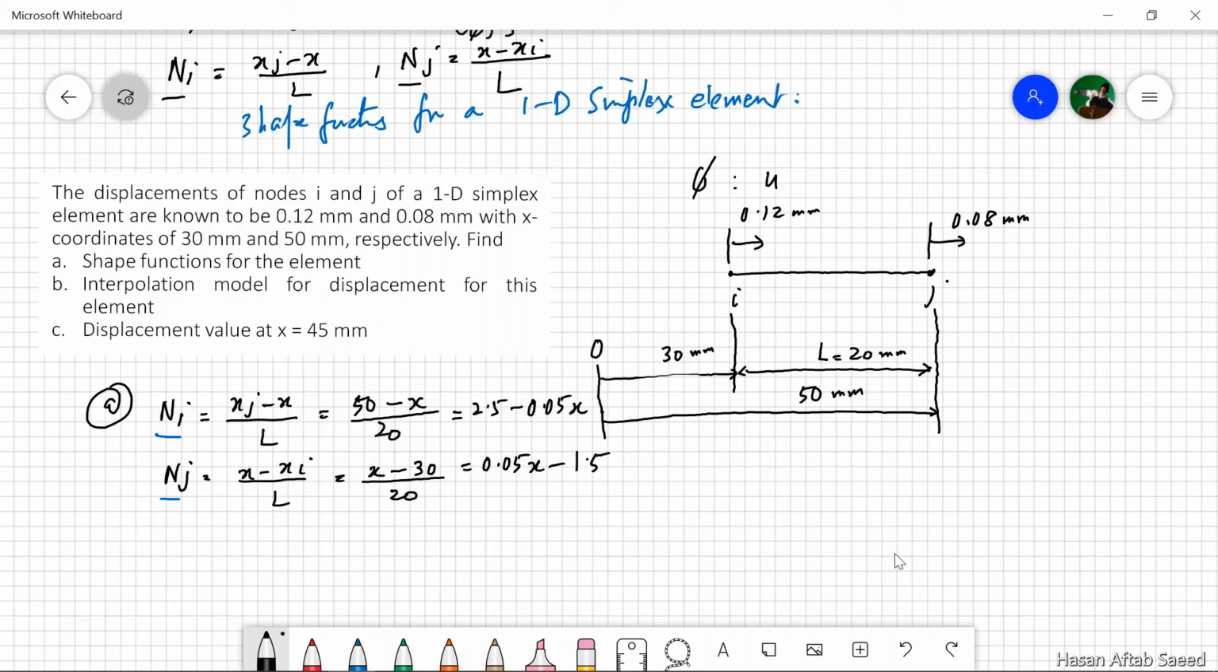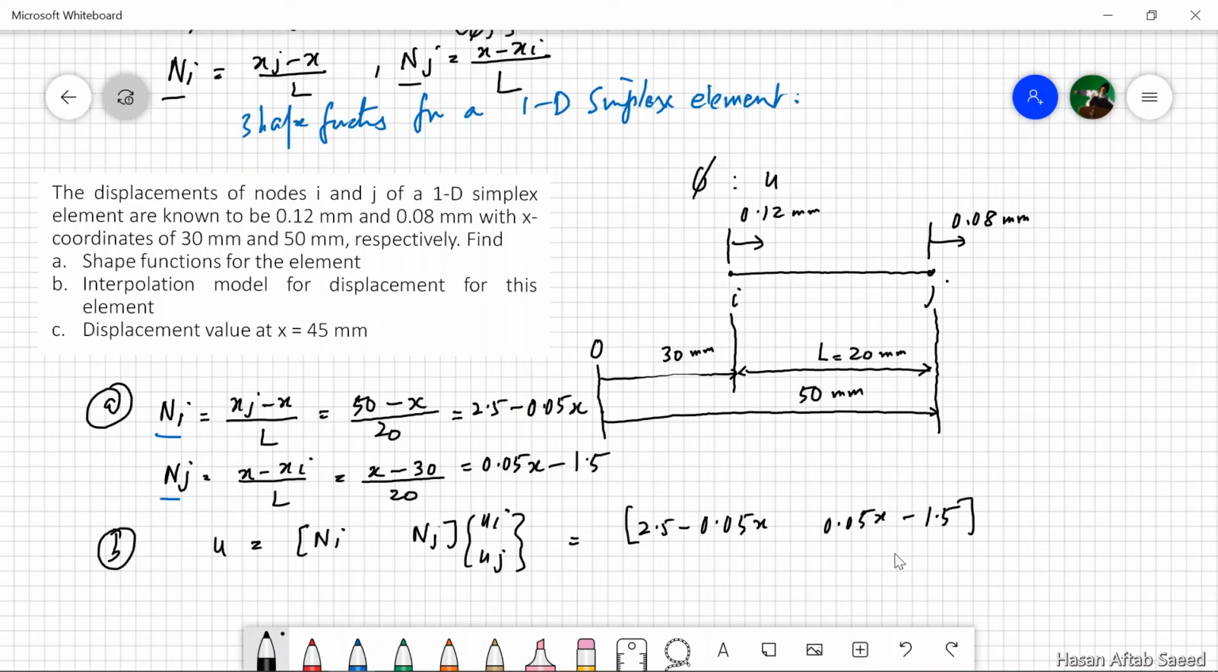Now we take up part B. Part B is the interpolation model for displacement for this element. It's very simple. u, again phi and u are the same thing for 1D, equals ni, nj times ui, uj. This is the displacement function. You know the values of ni and nj, you just calculated them: 2.5 minus 0.05x, 0.05x minus 1.5, and here the values. You could substitute the numbers here, but either way it is all right. So you have just done part B also.